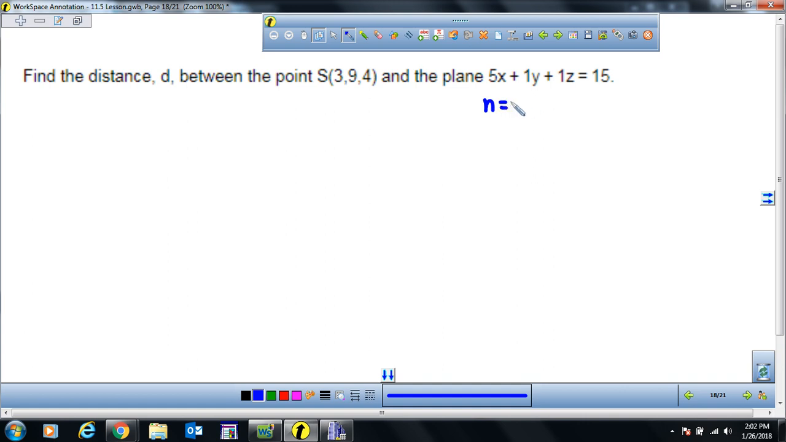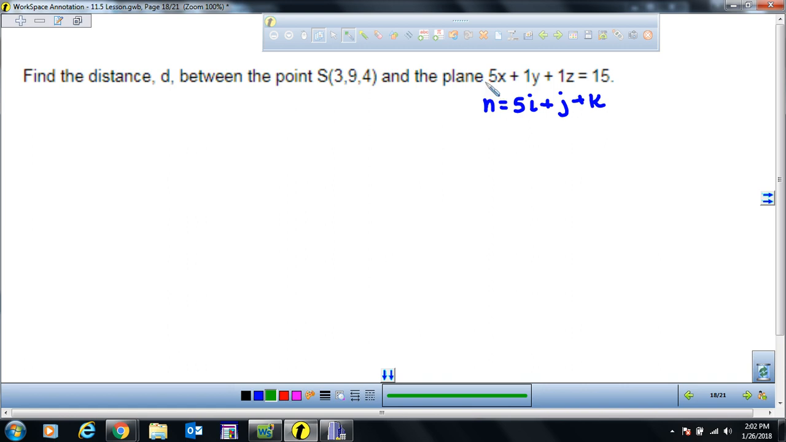To find a vector that is normal or perpendicular to any given plane, we can use the same components as the coefficients of the plane. So it will be 5i plus 1j plus 1k. That would be a vector that is perpendicular to that plane. But then we need a point P on the plane, because we need to find a vector PS that goes from the point on the plane to that point S, that is not on the plane, that we want to find the distance of.